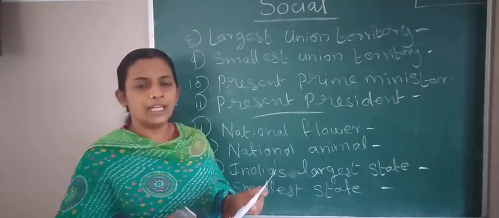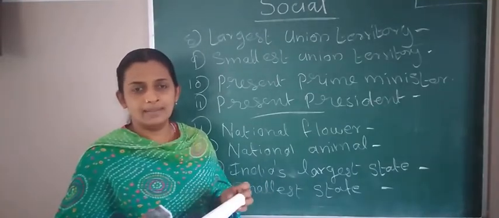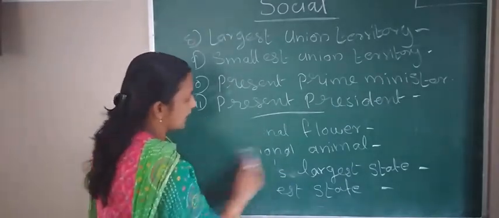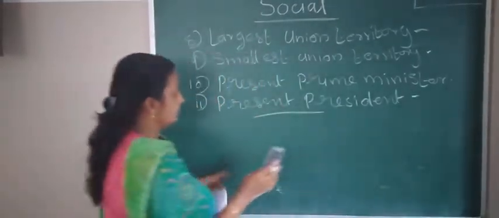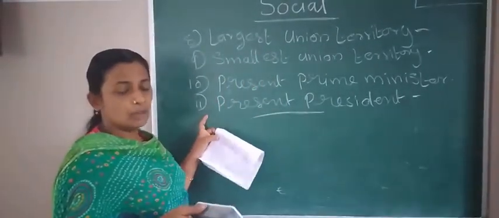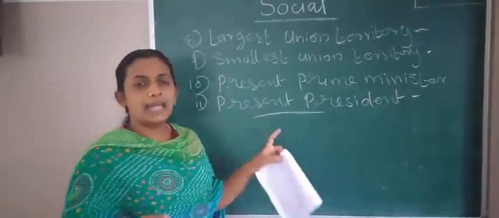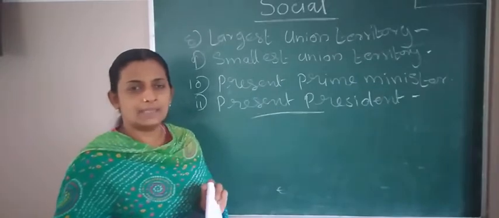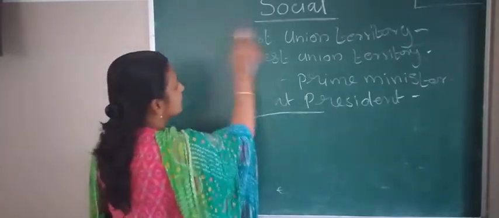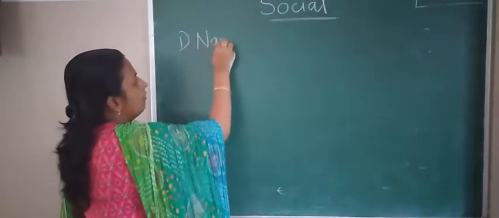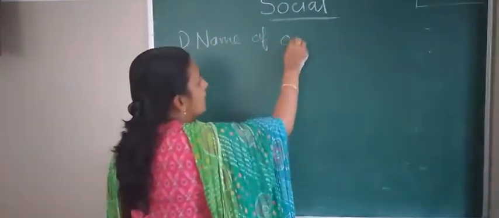Now we are going to check about our state. This is our state. Kerala is our state. Okay. So from India, how many questions? 11 questions. Questions are here, answers you have to write. Miss won't give the answers. Okay. And the first question from the Kerala side, you can start like this: name of our state.